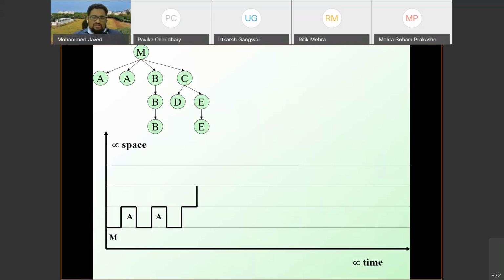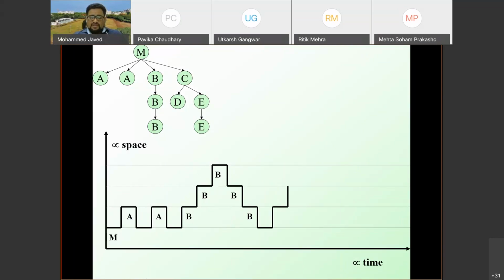Now m calls b, right? But the b in turn, we know that the b is calling b again. So the space is not free now, because it requires some space. So this b is calling b again. Once this b returns the answer to this b, then this would be free here, and you can see that, in the recursive fashion, this b would give the answer to this b and it would return this. So now this space is being freed up here.